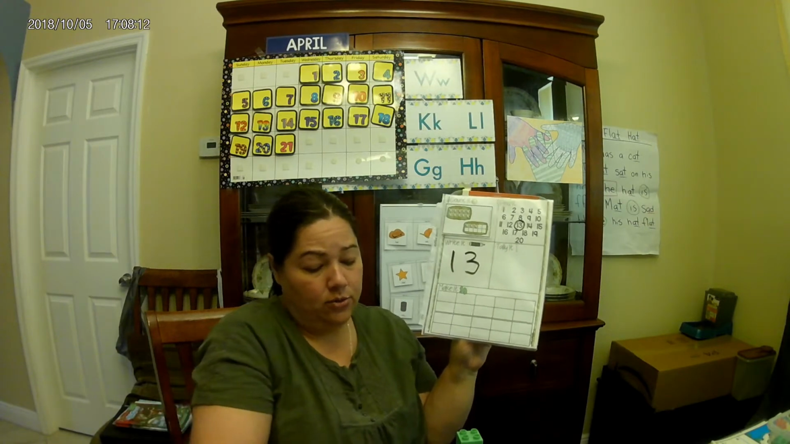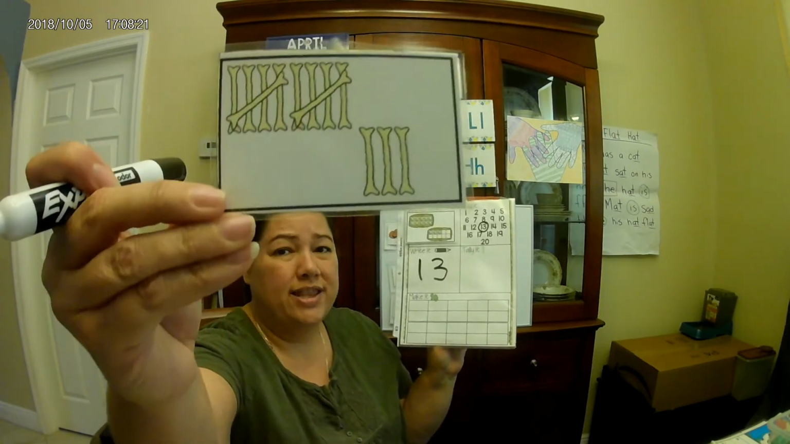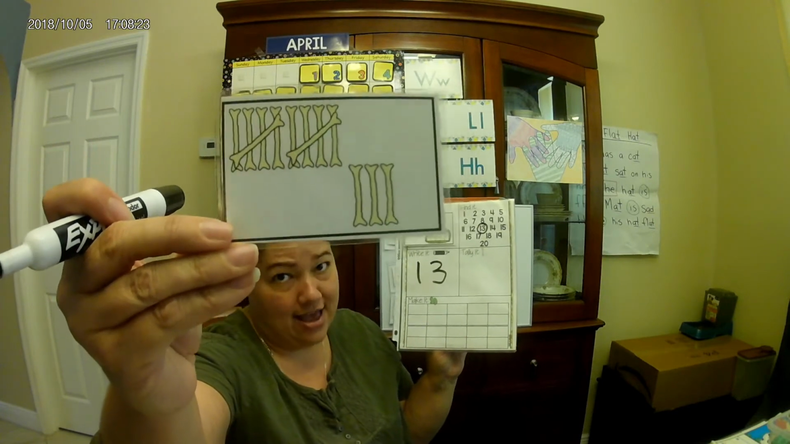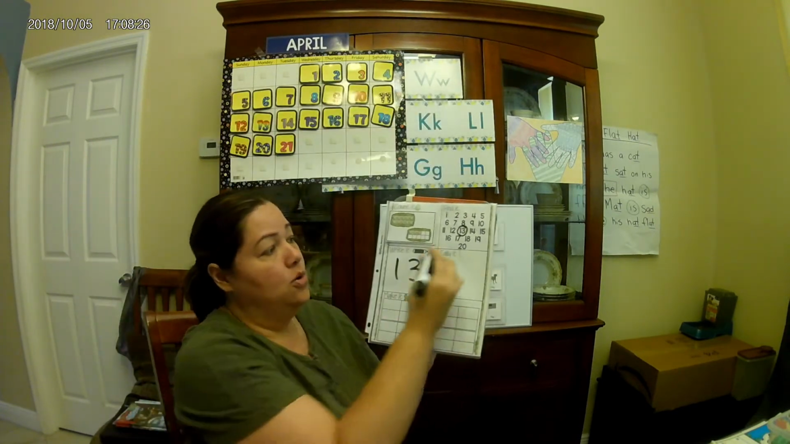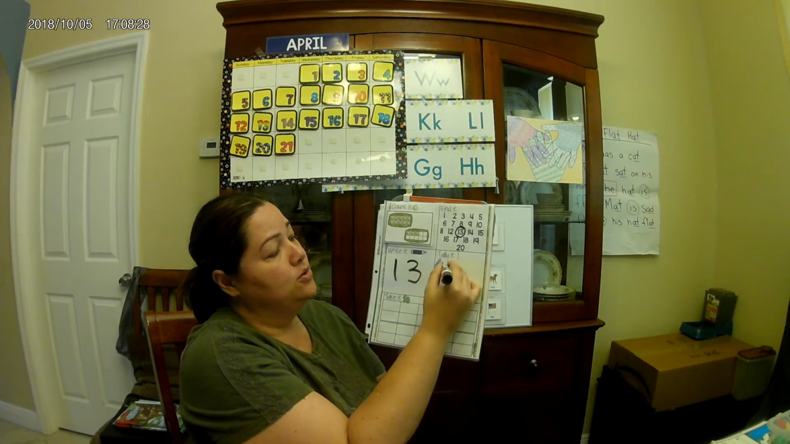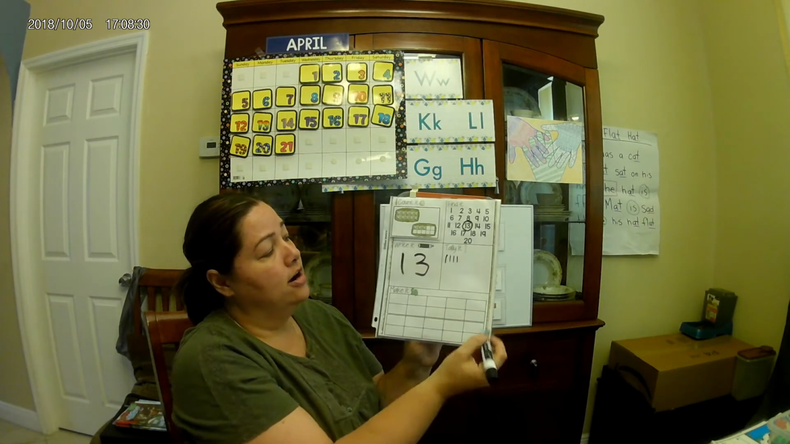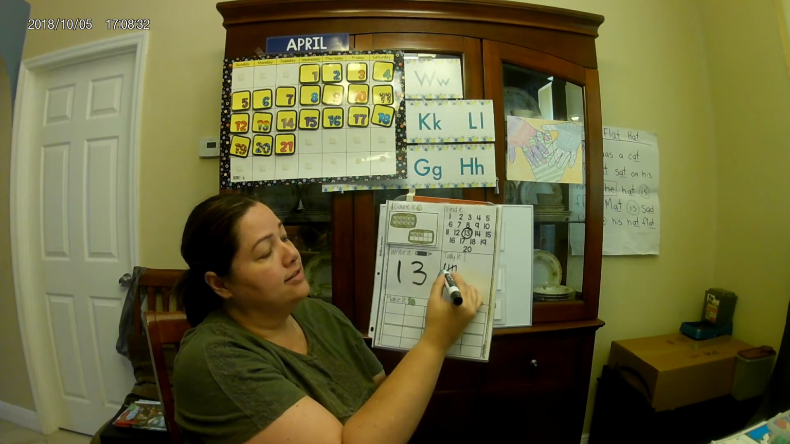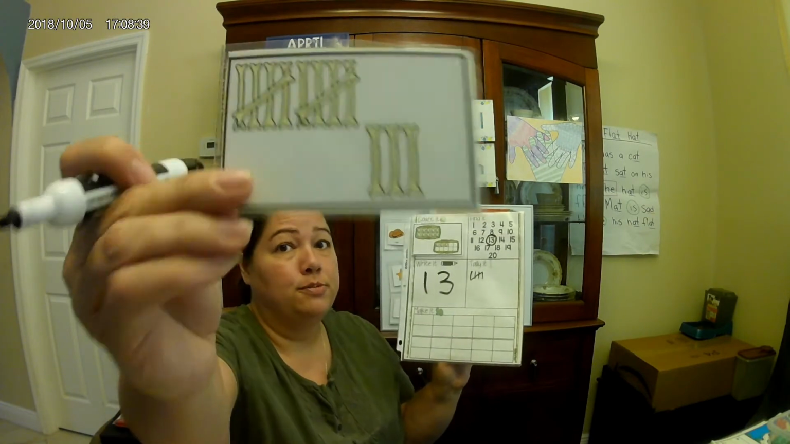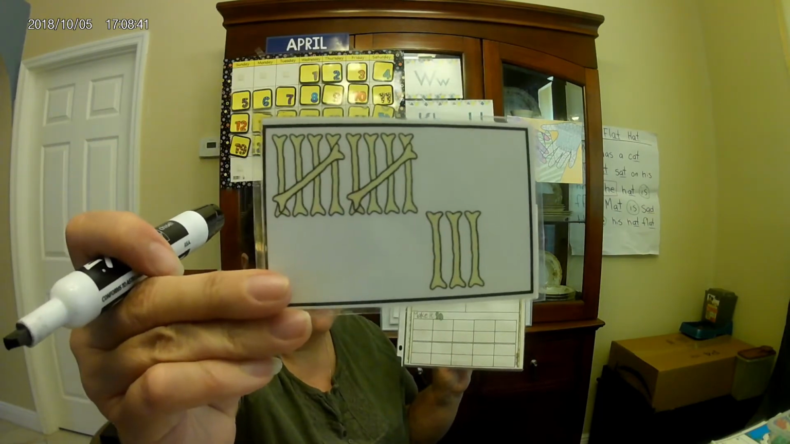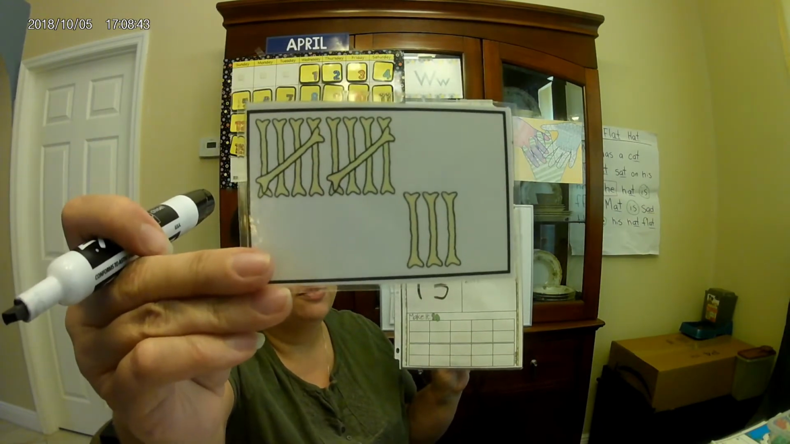I know we've talked about tallies a little bit. A tally is just a straight line, okay? So we're doing number 13. Here, we do groups of 5, okay? So you go 1, 2, 3, 4, and then you do your 5 across. That way you know it's a group of 5, okay? So how many groups of 5 do you see on this card? You should see 2 groups of 5.